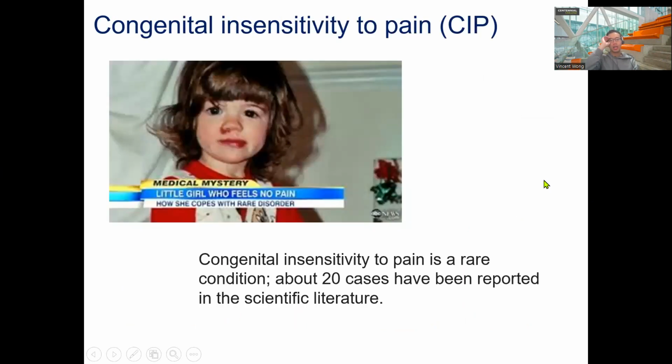There's something called congenital. Congenital means you're born with it. Congenital insensitivity to pain, or CIP. It's so rare that there have only been 20 cases reported in the scientific literature. At least only 20 cases when I made this PowerPoint, 5-6 years ago. Maybe there are more cases now. I don't know. But you can search this up on YouTube and see some clips about it. But basically, a person cannot feel pain.